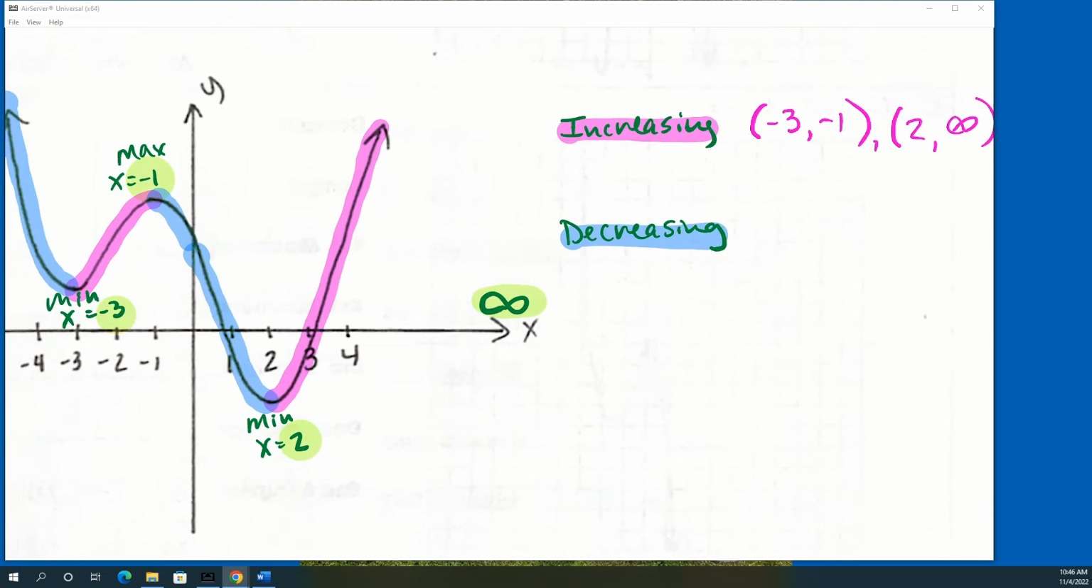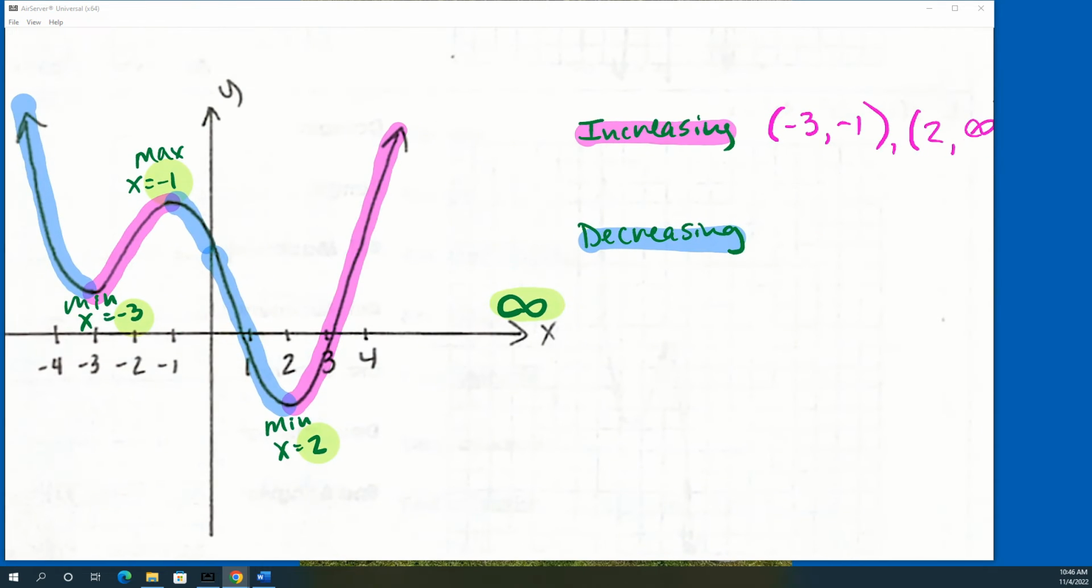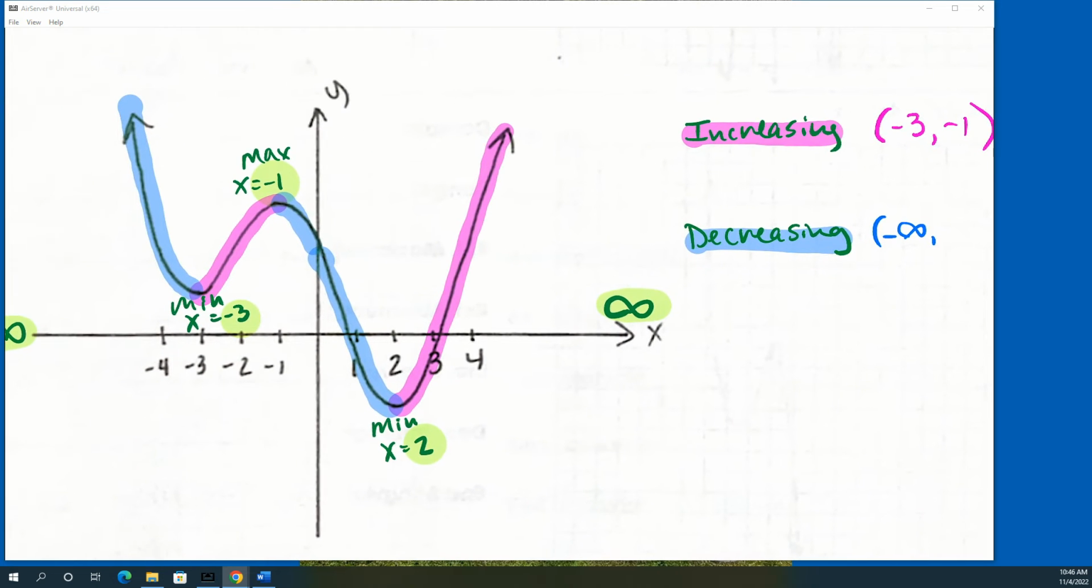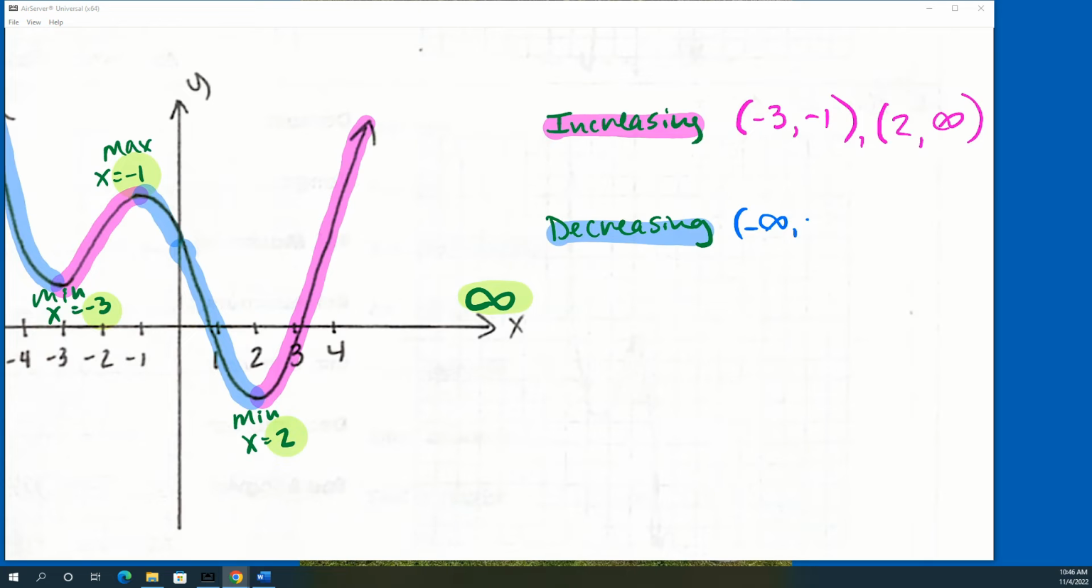All right. Let's look at decreasing. So when the function goes all the way to the left at negative infinity, we're decreasing. So that's where the function starts decreasing. Where does it stop? -3. Good. All right. And then right here at this max, we start decreasing again. That's when x is -1. And we stop when x is 2.